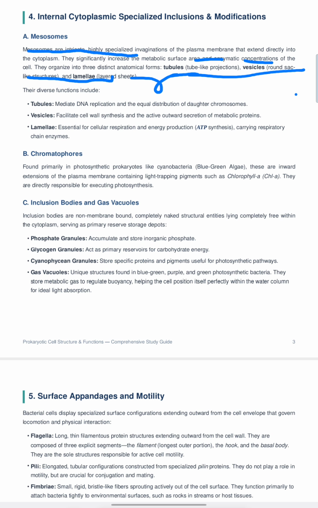Their diverse functions include: tubules mediate DNA replication and equal distribution of the daughter chromosomes. Vesicles facilitate cell wall synthesis and active metabolic protein secretion. Lamellae are essential for cellular respiration and energy production, carrying respiratory chain enzymes. Lamellae is also called membrane.